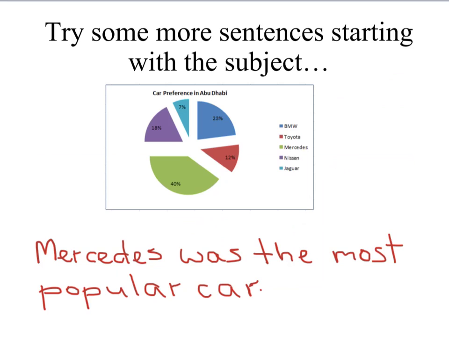Now I'd like you to try some more sentences starting with the subject. You can take the subject as some of the cars that are listed in the legend. For example, I can say that Mercedes was the most popular car. Most popular means that most people preferred Mercedes.